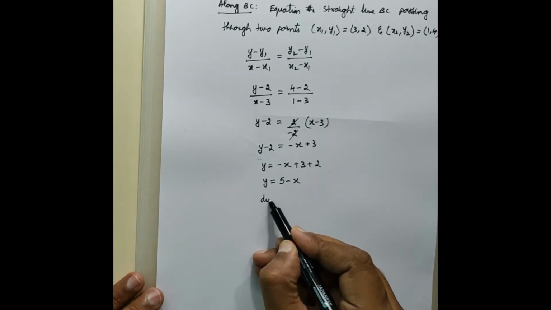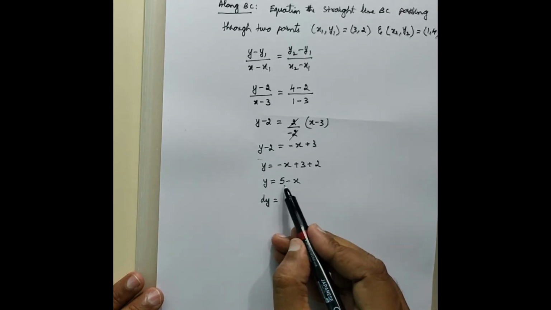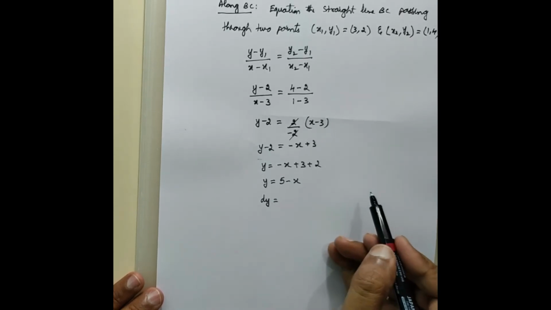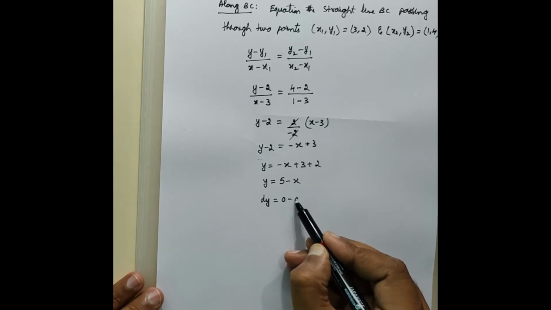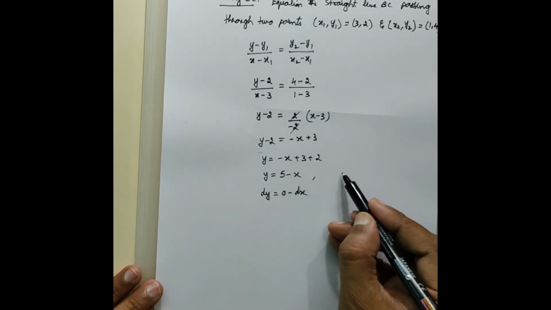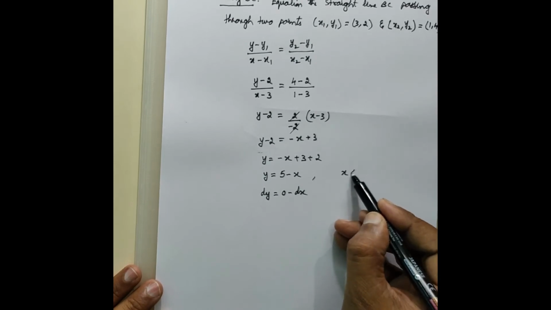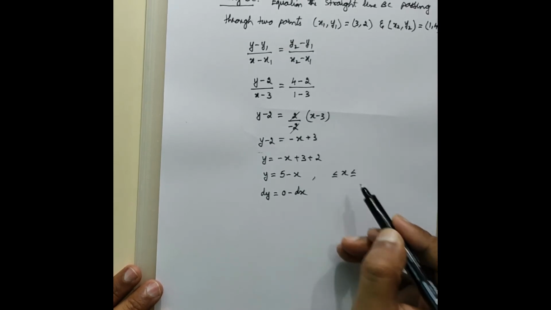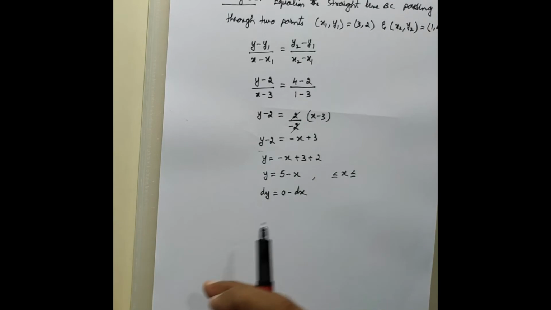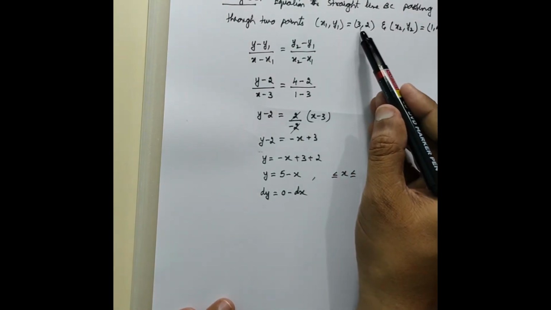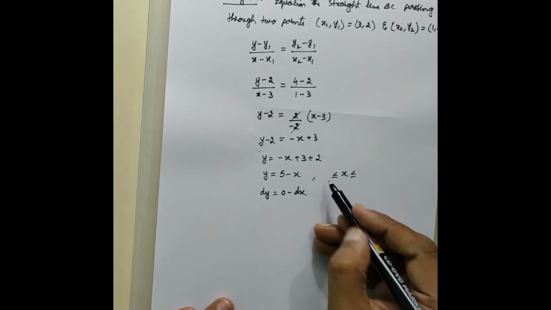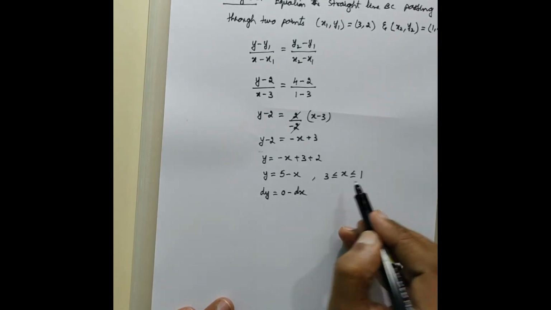Try to differentiate that one. dy will be equal to the derivative of y, the constant will be 0, minus the derivative of x, which will be dx. So now you can see the x limit values from the figure. x1 is 3 and x2 is 1. So the range will be from 3 to 1.